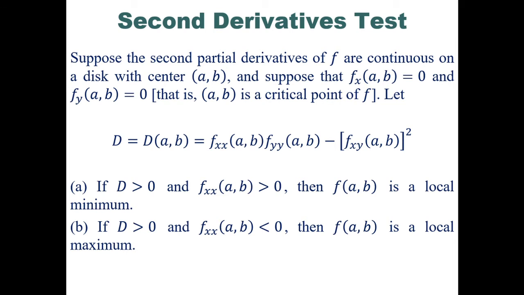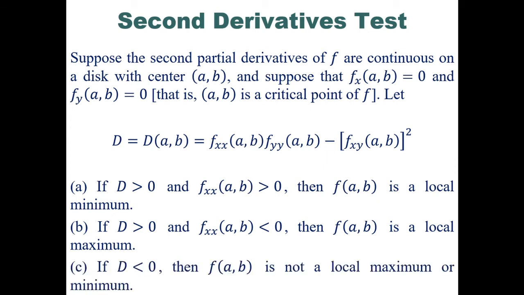Further, if the difference is greater than 0 and fxx at (a, b) is greater than 0, then the function has a local minimum at (a, b), and if the difference is greater than 0 and fxx at (a, b) is less than 0, then the function f has a local maximum at (a, b). While if the difference is less than 0, then directly you can conclude that (a, b) is neither a local maximum point nor a local minimum point. Means that f of (a, b) is not a local maximum or local minimum. In this case, we call that point (a, b) a saddle point.